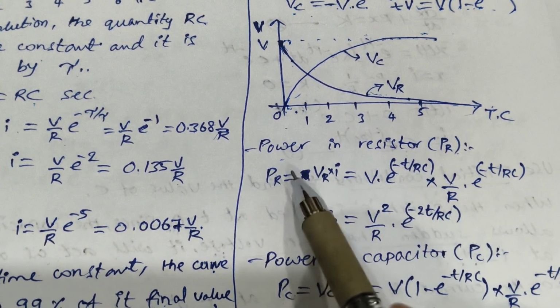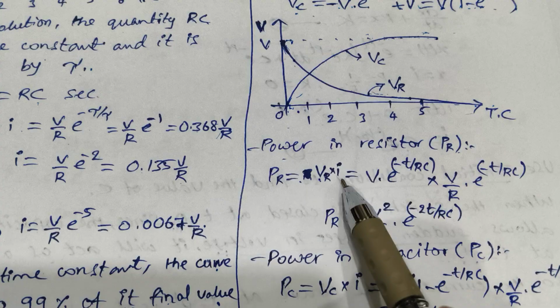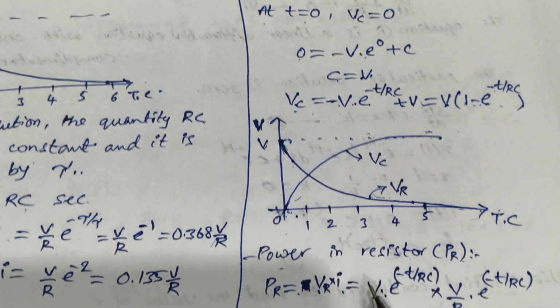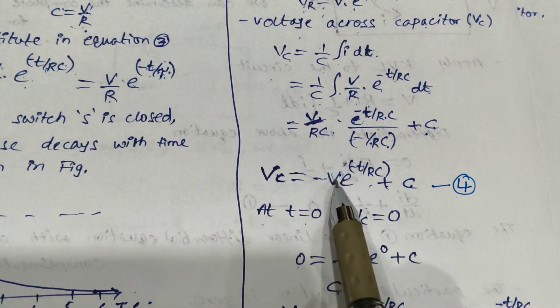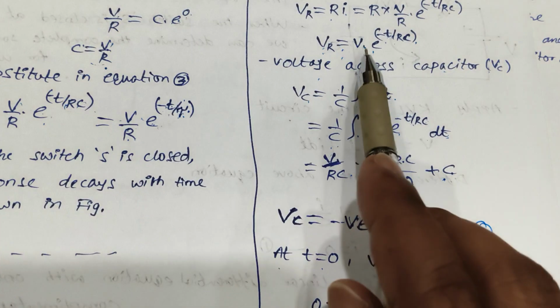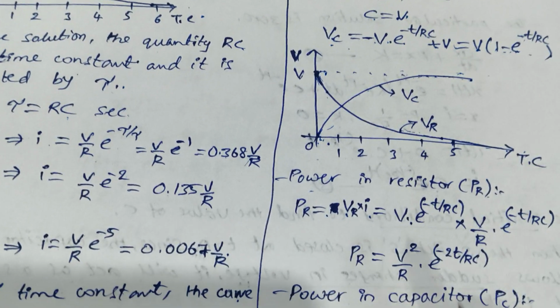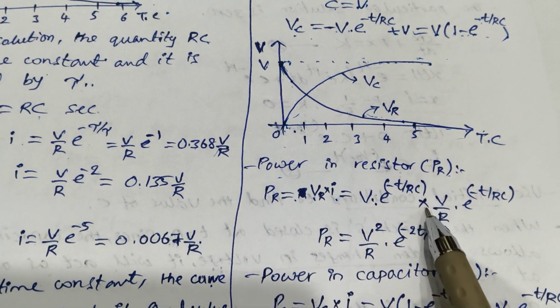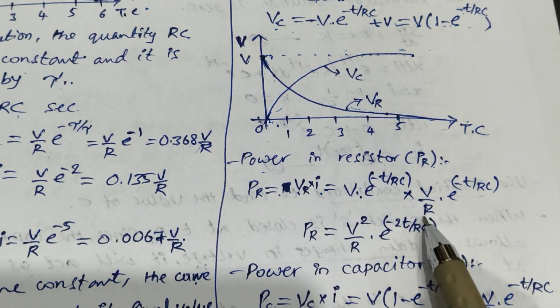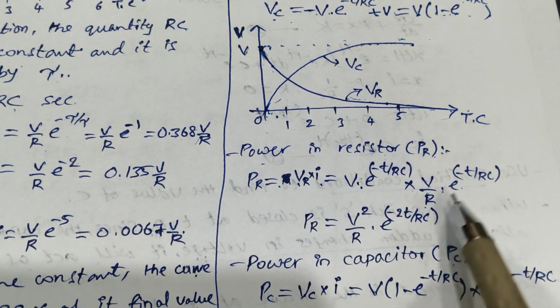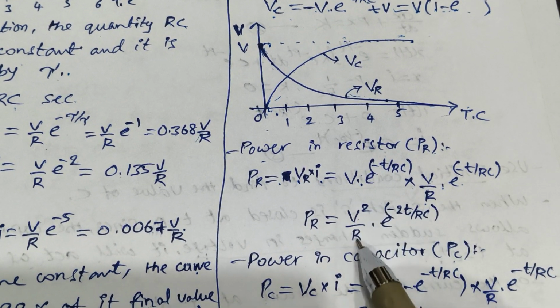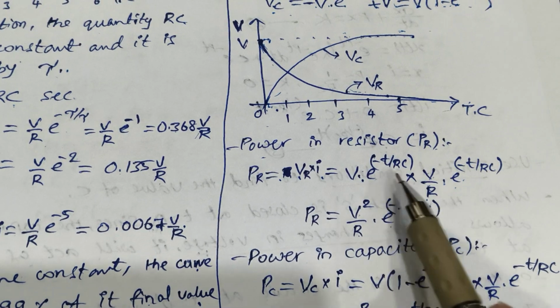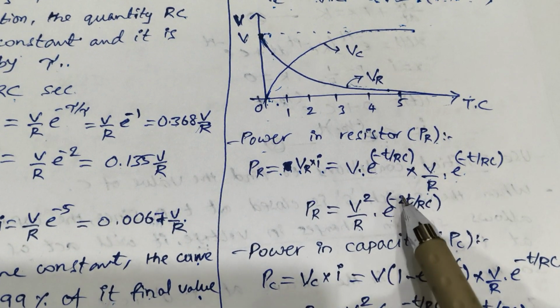Power in resistor is nothing but voltage across resistance into current. Voltage across resistance is nothing but V into e power minus t by RC, and current is nothing but V by R into e power minus t by RC. By multiplying this, we get V square by R into e power minus 2t by RC, since the bases are the same and the powers will be added.